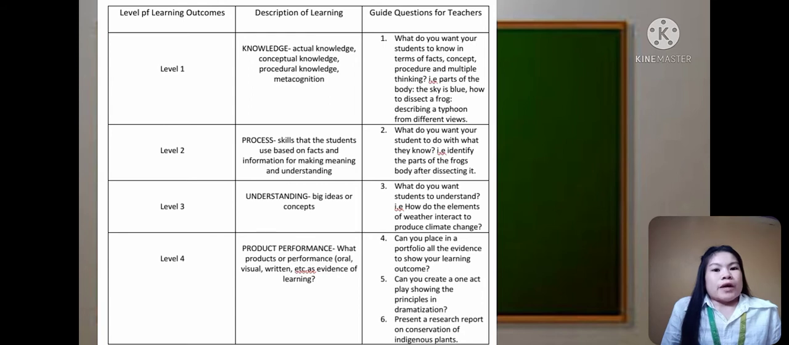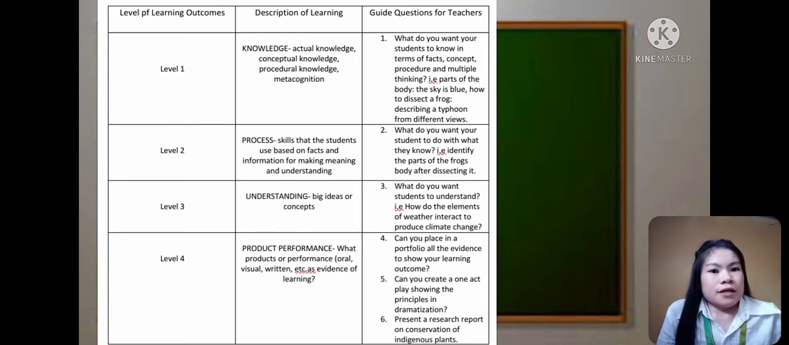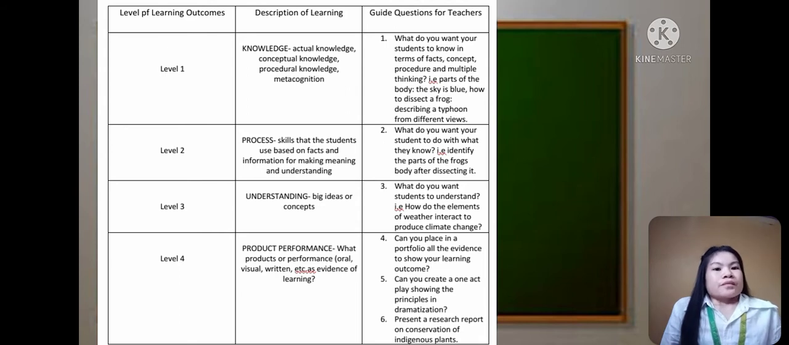Level 2, process: skills that the student uses based on facts and information for making meaning and understanding. Number 2, what do you want your student to do with what they know? Example: identify the parts of the frog after dissecting it. Level 3, description of learning: understanding, big ideas of concept. Number 3, what do you want students to understand? Example: how do elements of weather interact to produce climate change?